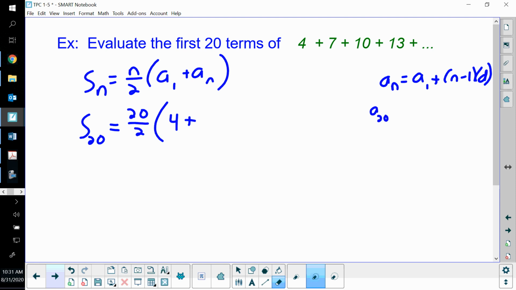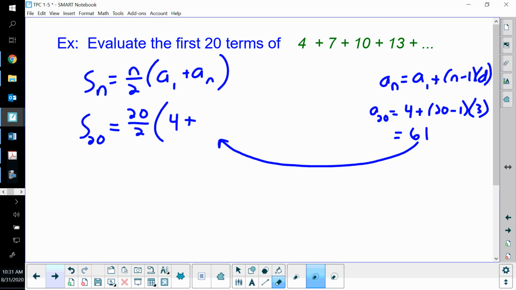So we're finding our 20th term. Our a1 is 4. We'll have 20 minus 1 times our d of 3. And if we punch that in the calculator, that'll give us 61 after we add the 4. So that comes over here, and that is what becomes your An.